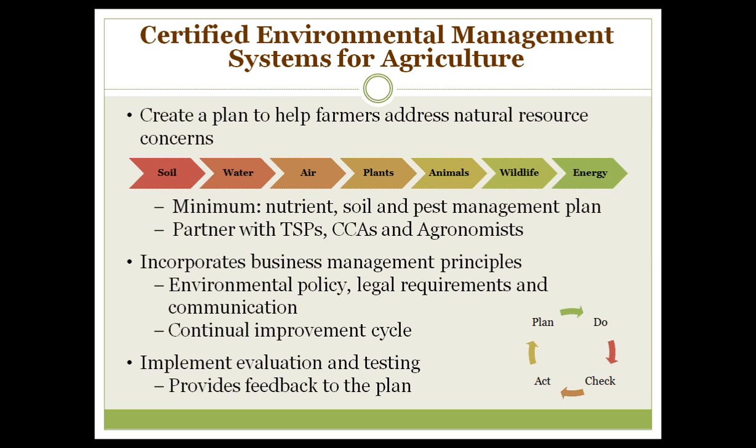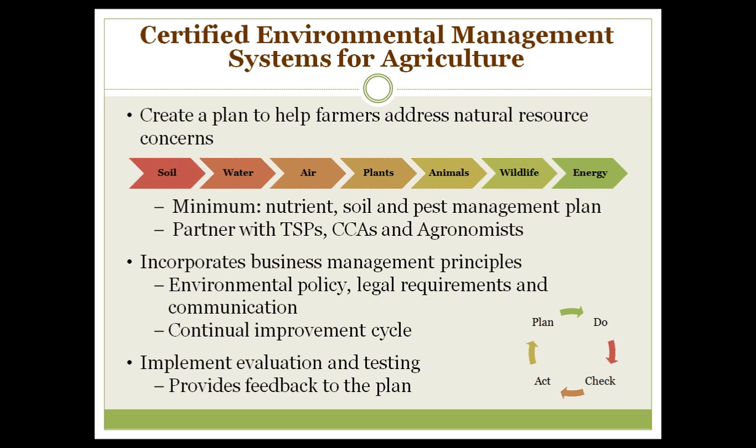In my bio, we talked about the Certified Environmental Management Systems for Agriculture. I just wanted to give you a brief update or picture of what that looks like. We are creating plans to help farmers address natural resource concerns, not unlike what NRCS does. It does follow an RMS process. You can see we're looking at SWAPA, but we added wildlife and energy before NRCS decided to. At the minimum, we write a nutrient, soil, and pest management plan for our producers, and then we partner those with TSPs, CCAs, and agronomists to get them applied on the farm and have an ongoing relationship with producers.